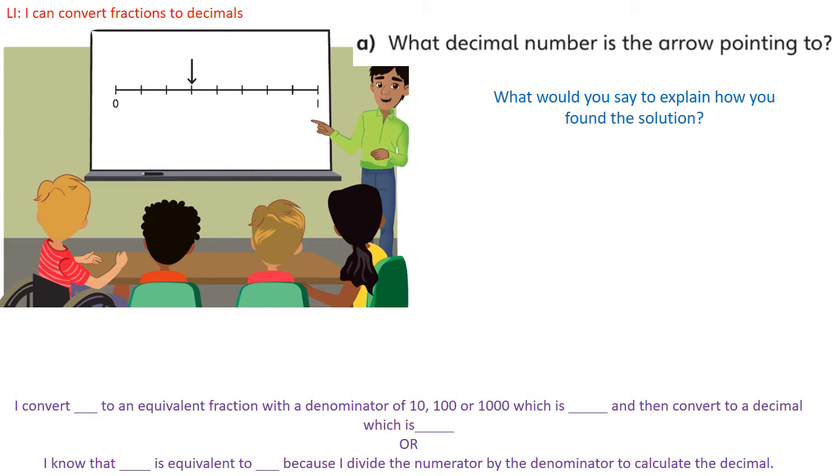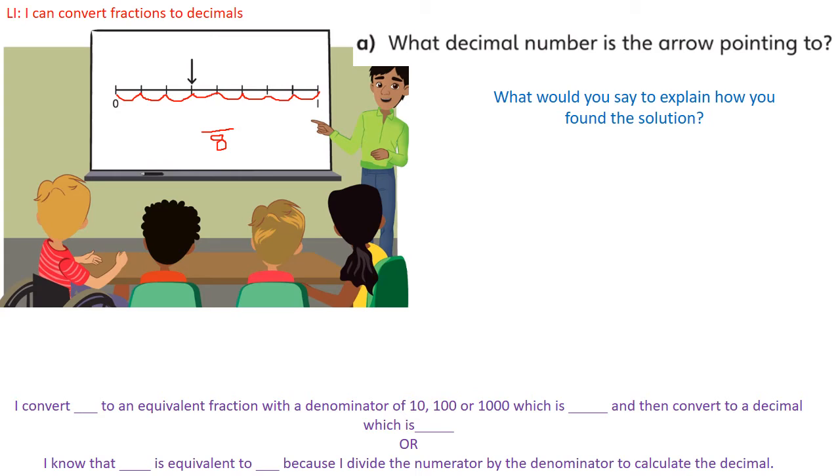So our first problem today. What decimal number is the arrow pointing at? So we've got a number line here, as you can see. But the first thing I've got to work out is what our number line goes up in. So let's just count them. We've got 1, 2, 3, 4, 5, 6, 7, 8. So we've got eight sections, which means our number line goes up in eighths. So if we're going to write that as a fraction, we would have 8 as our denominator.